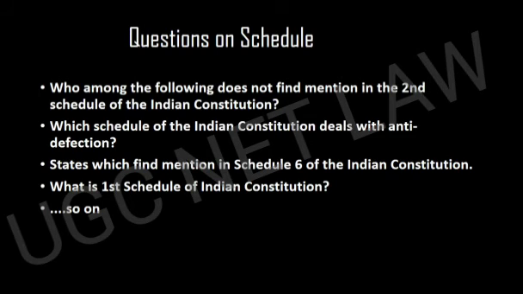Now, which schedule of the Indian Constitution deals with anti-defection? It's the 10th Schedule. Which states find mention in Schedule 6 of the Indian Constitution? Particularly for the 6th Schedule, it includes Assam, Meghalaya, Tripura, and Mizoram. So these states are mentioned in Schedule 6 of the Indian Constitution. What is the First Schedule of the Indian Constitution? The First Schedule relates to Article 1 and Article 4.